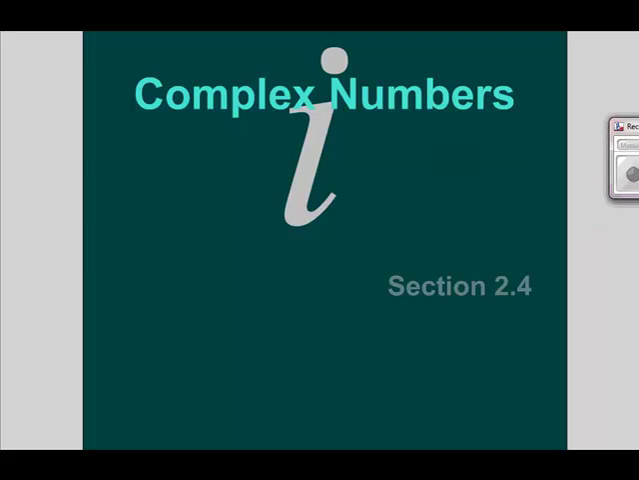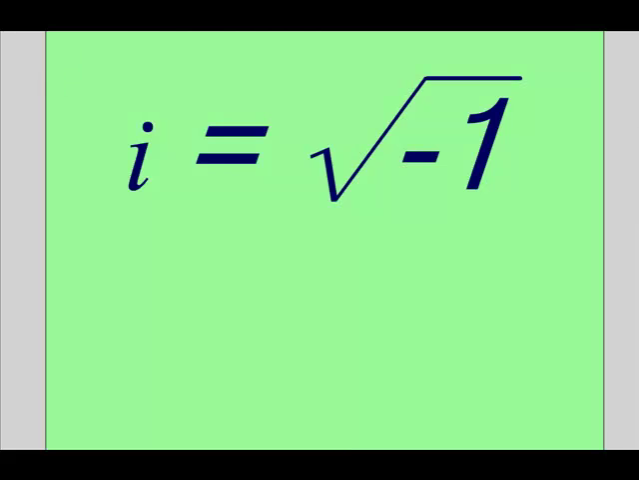Alright, section 2.4. This is going to be on complex numbers. Normally when we had the square root of -1, we're all like, oh man, what do we do with that? And we couldn't do anything with that. Square root of -1 is not a real number, so we just left it like that. We had nothing to do with it.